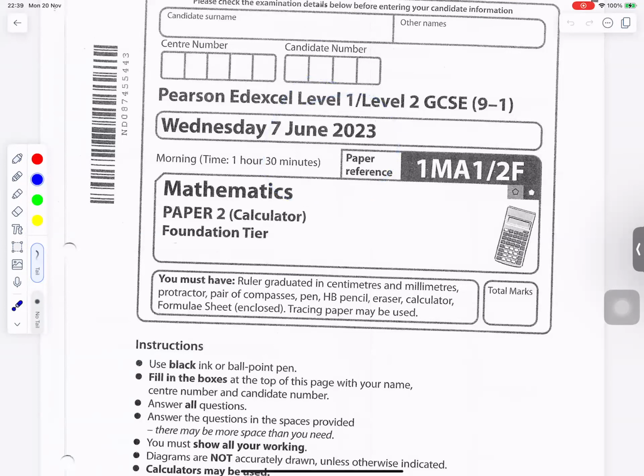Mathematics paper 2, GCSE. Use black ink, show all your working.